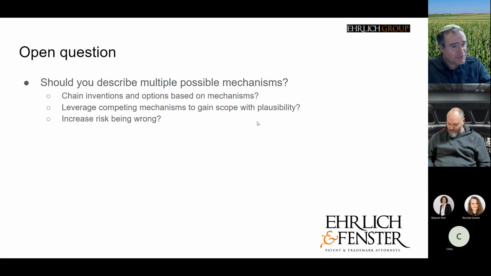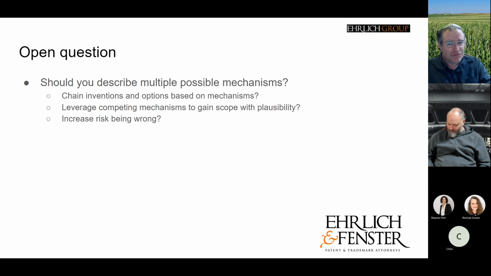Finally, here's an open question, and there's no good answer. It's open. I don't have an answer either. And the question is, if I have multiple mechanisms to explain my protocol, should I describe them? Why, yes. The more mechanisms I describe, the more I can chain together different inventive ideas and protocol portions and options.